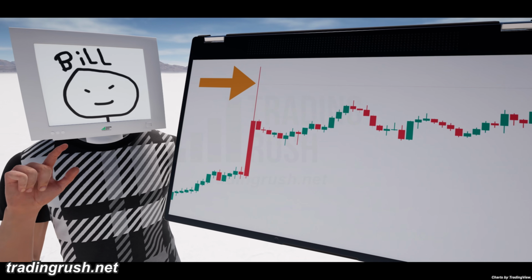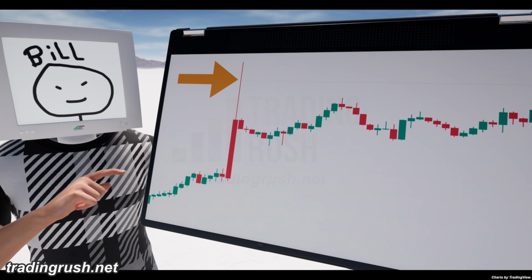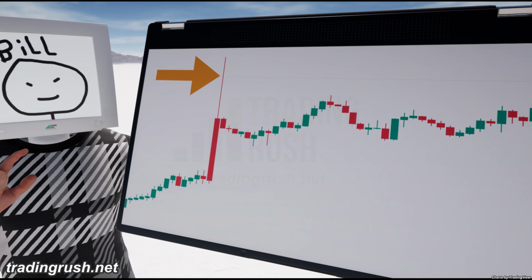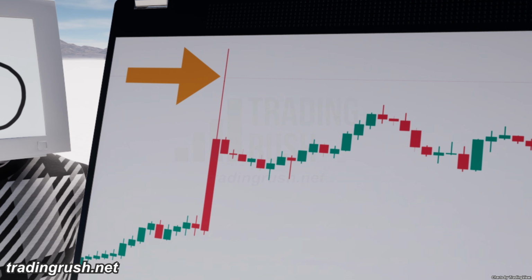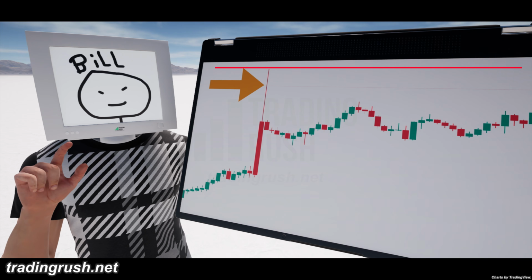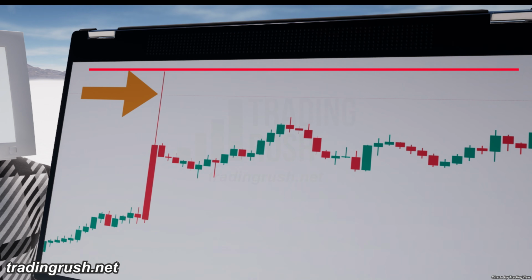Number 18. Sudden big moves like this one are not normal. They are usually caused by the news and can look like wicks on higher time frames. If you draw support resistance at the tip of them, they probably won't work.